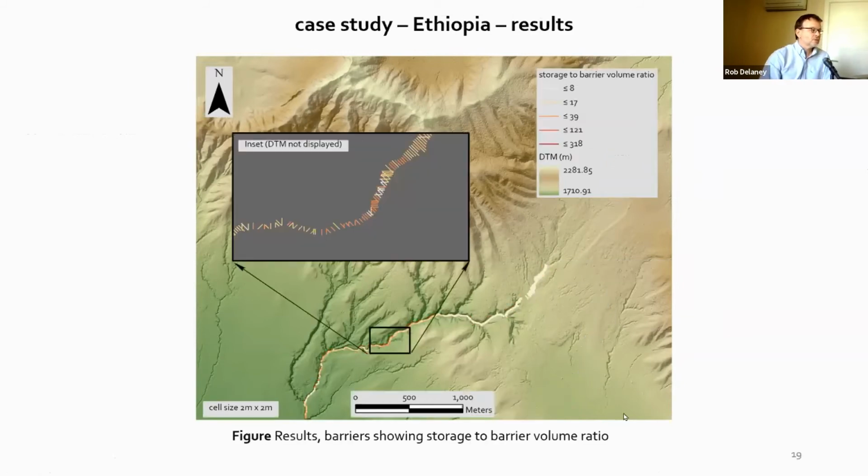Okay, so now we get some of the results. The results we're looking at is the relationship between the storage and barrier volume ratio. And you can see at the top of the stream here, there's no possibility of a site here. On the agricultural land, there's nothing at all. But you can see down here that there are storage to barrier volume ratios, and each site produces barriers, like I said, up to 3 barriers per site.